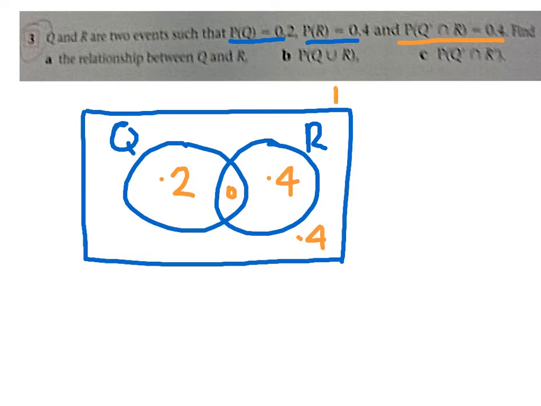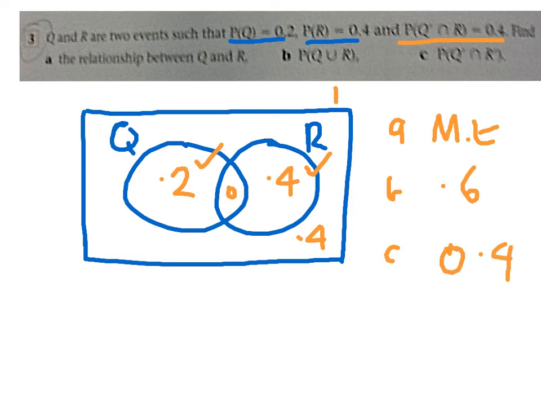So let's have a look at the questions we've been asked to do then. Find the relationship. So the relationship for part A is that they are mutually exclusive. Part B, the probability that I'm in Q or R, well you simply add those two together or look at your diagram and do precisely the same. So that's going to be 0.6, that's 0.2 plus 0.4. And finally, not being in Q and not being in R, well I've already identified that as being 0.4. And that's the question done.